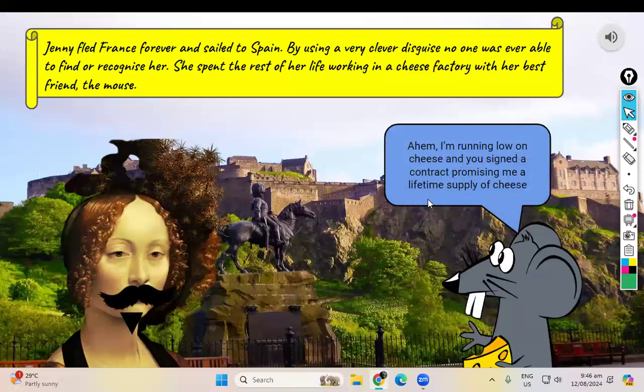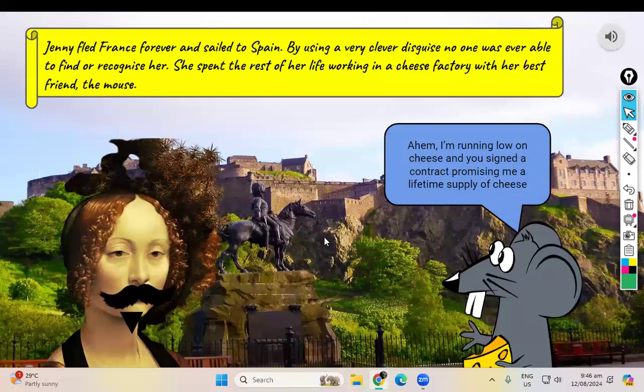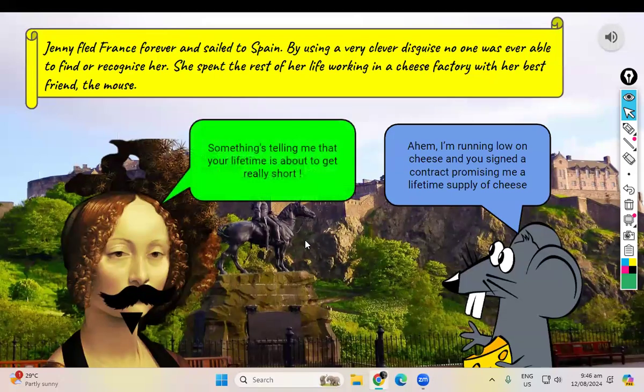And of course, her best friend, the rat, is demanding his cheese. All right, so that's the end of Jenny's story, right?